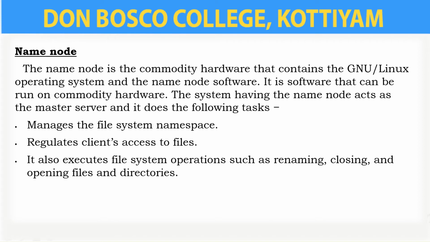We can check the components one by one. The first one is the name node. Name node is a commodity hardware. Commodity hardware means the hardware which is easily available and inexpensive, and it is one of the features which specially distinguishes HDFS from all other file systems. The name node is the master node in the Apache Hadoop HDFS architecture, and it maintains and manages the blocks present on the data nodes.